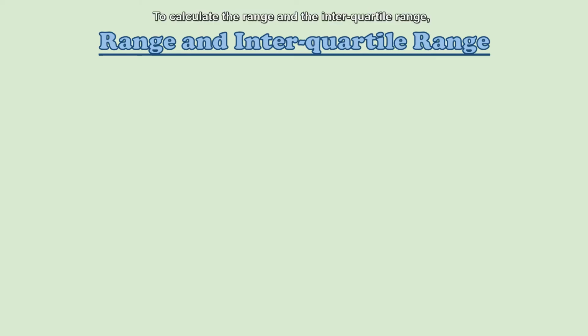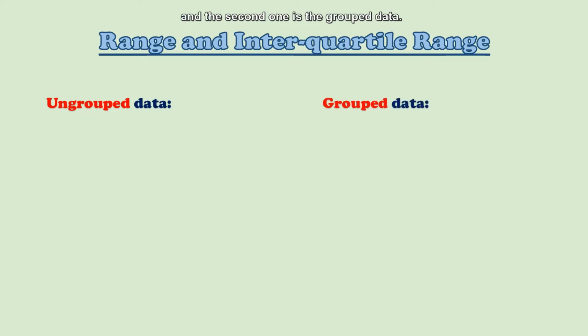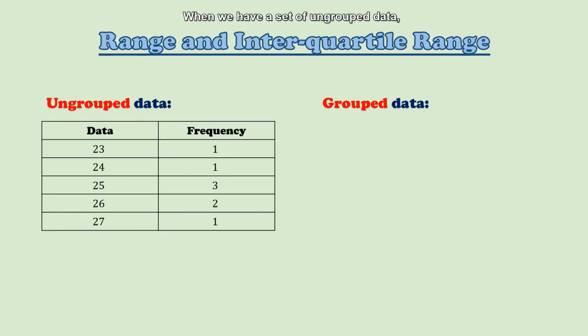To calculate the range and the interquartile range, first of all, we should realize that there are two kinds of data. The first one is called the ungrouped data, and the second one is the grouped data. When we have a set of ungrouped data, it means that we exactly know each datum in this data set. For example, from this table we know that there is one datum 23, one datum 24, 3 data 25, 2 data 26, and 1 datum 27.